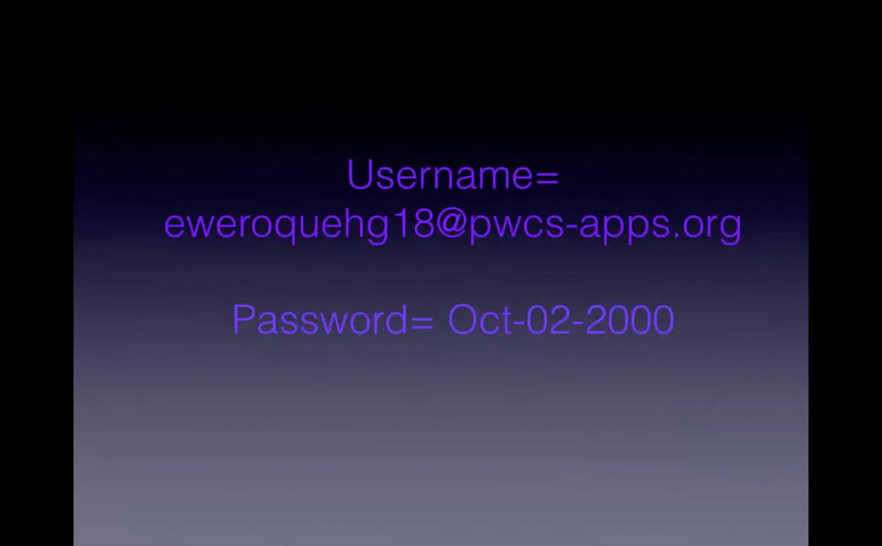And so this is what we have. Your username, which is your last name, followed by the first letter of your first name, the first letter of your middle name, 18 at pwcs-apps.org, and your password, which is your birthday: the first three letters of the month, first letter capitalized, dash, 2 digits of the day of the month in which you were born, dash, the year in which you were born.